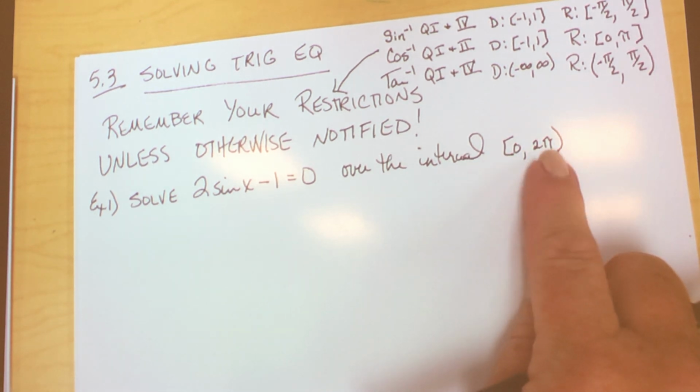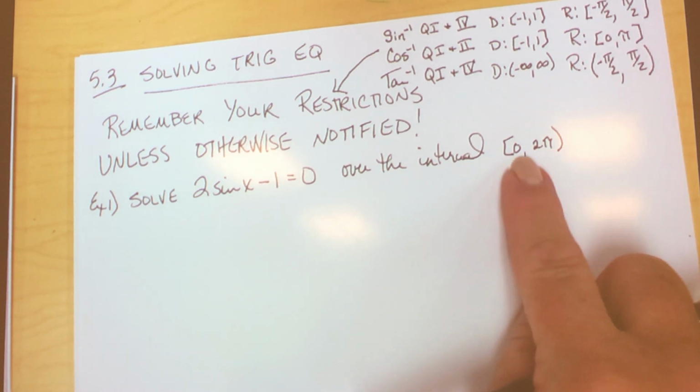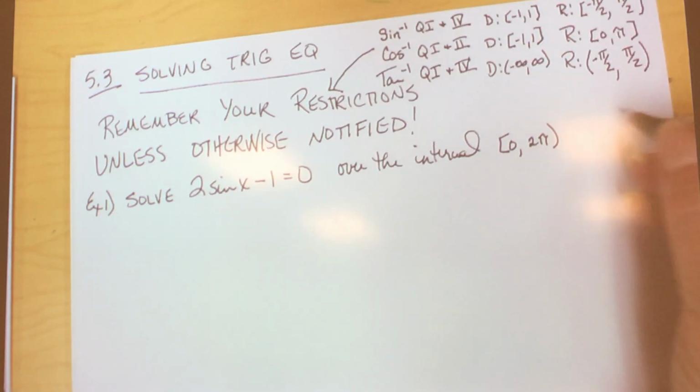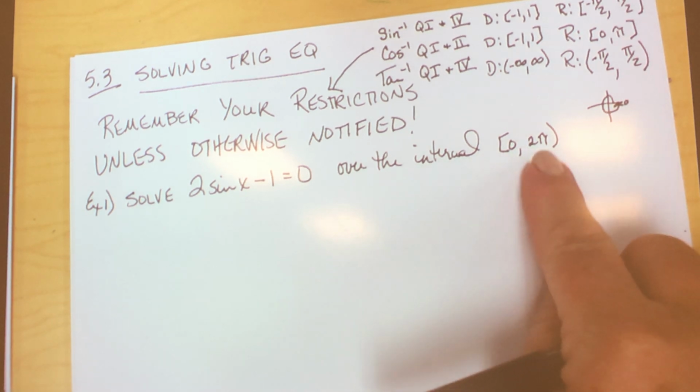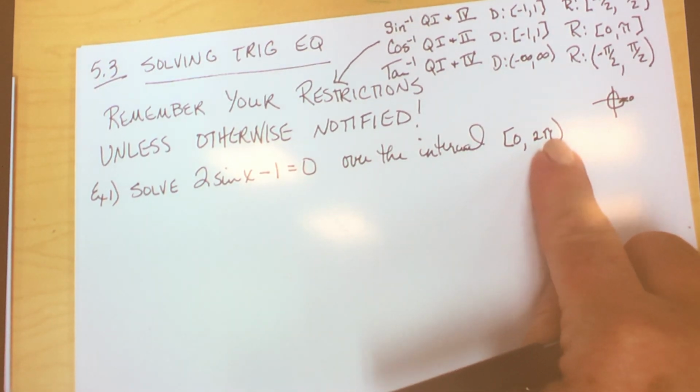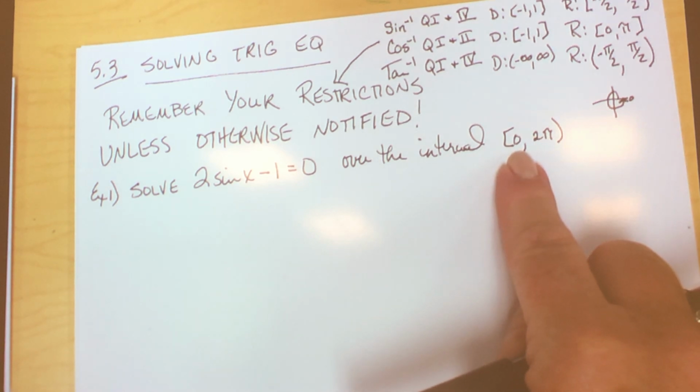Restriction: are 0 and 2 pi the same thing? People, they're the same thing. Why would I include both of them? 0 and 2 pi are exactly the same thing. Do you understand that? Here's 0. Guess what this is? 2 pi. It's the same place as 0. So I include 0, I don't include 2 pi. So 2 pi will never be an answer.